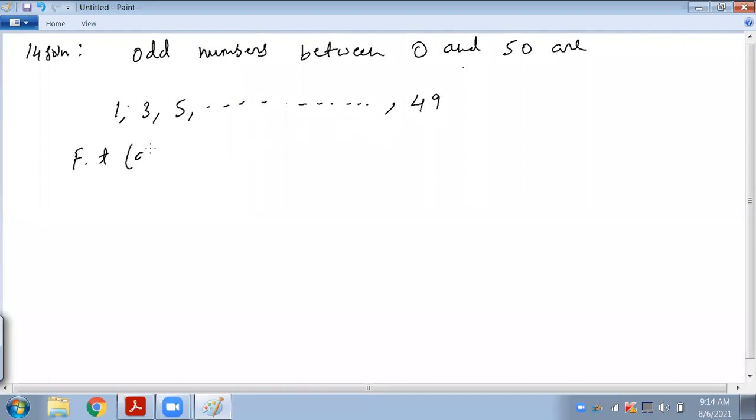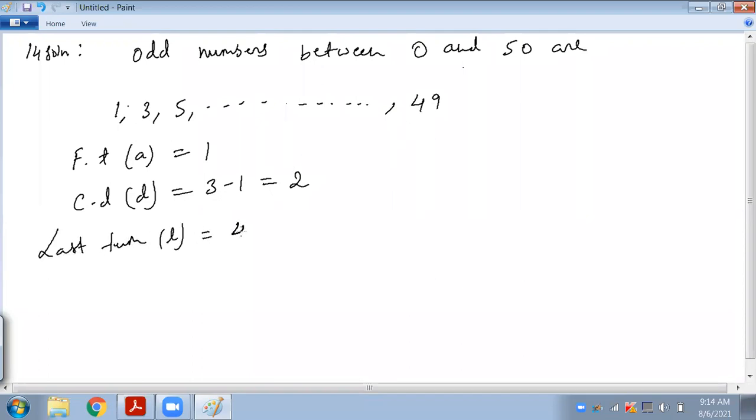So after writing that, we can take the first term. First term a is how much? 1. Common difference d is how much? Second term minus first term will be how much? 2. Then we know the last term. The last term is what? 49. But here we don't know n. We have to find the sum, but we don't know n. Without n, we cannot find the sum.